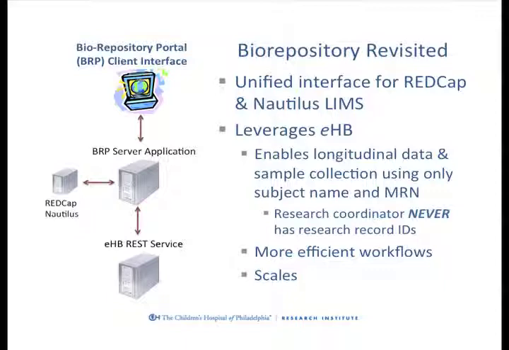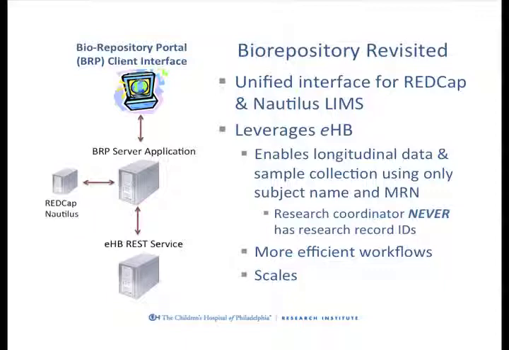And so if I come back to the biorepository, we have this large-scale biorepository program going on at CHOP, which is now leveraging the electronic honest broker. The biorepository is a client application, like the system I was showing to the far left that was hypothetical in the model. In this case, it provides a unified interface for those individuals who are collecting the specimen and sample data in a longitudinal manner to put that data into these de-identified systems. In our case, it's a REDCap database and a Nautilus LIMS system, a laboratory information management system.